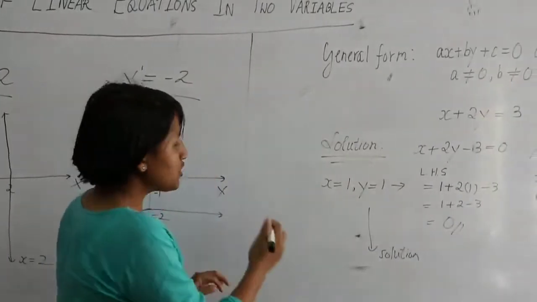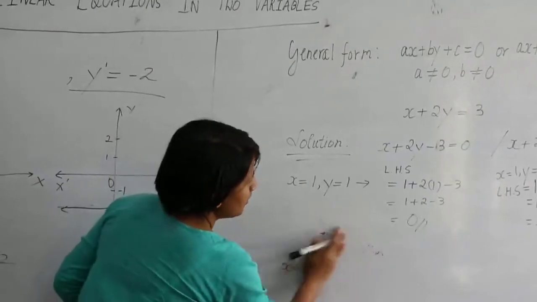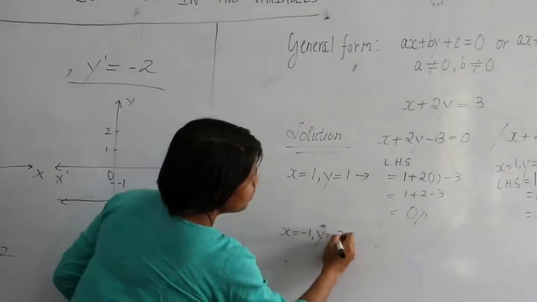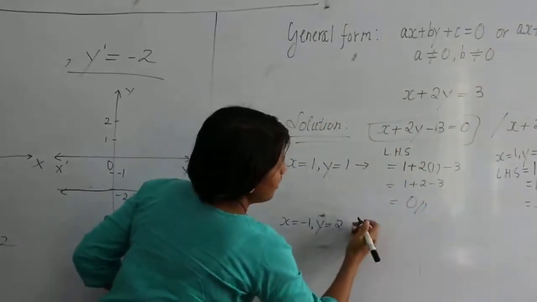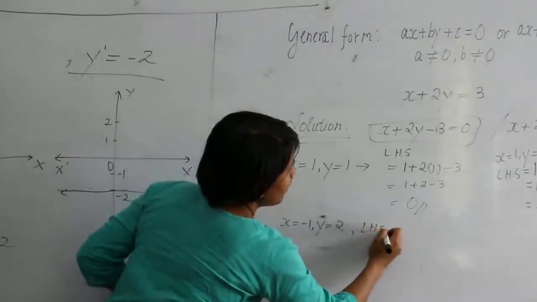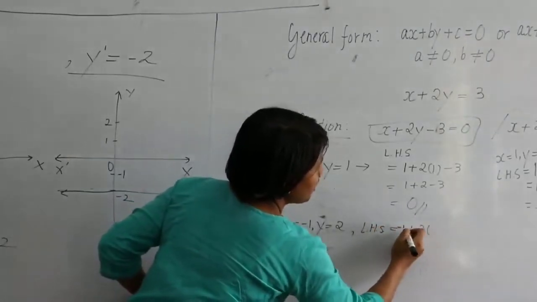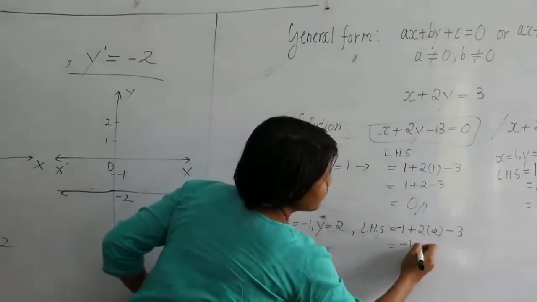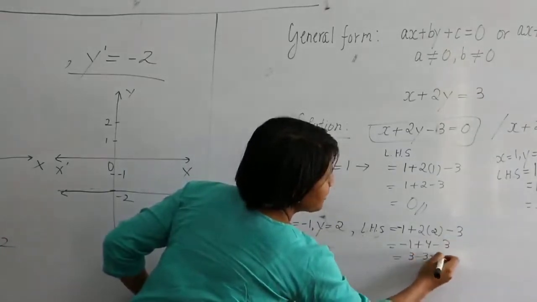Now I can also take x to be minus 1 and y to be 2. I'll substitute in this equation. The left hand side will be what? It will be minus 1 plus 2 into 2 minus 3. It will be minus 1 plus 4 minus 3. So you get 0.